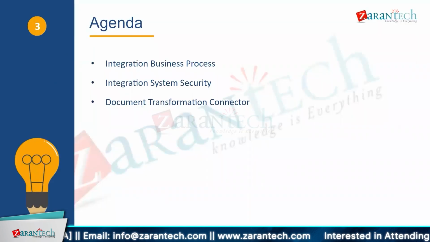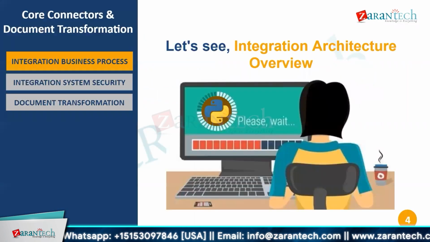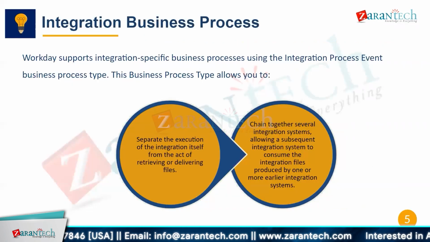So the agenda for this chapter is going to be the integration business process, integration system security, document transformation connector, and how do we set these up. So the business process for integration, every integration would have its own unique business process in which you can do the document transformation and the document delivery parameters when you're using the delivery of that document.